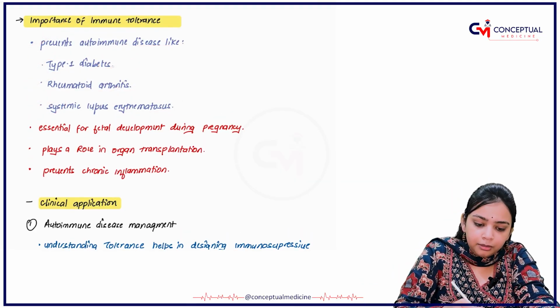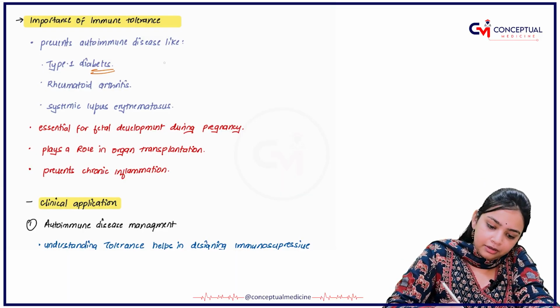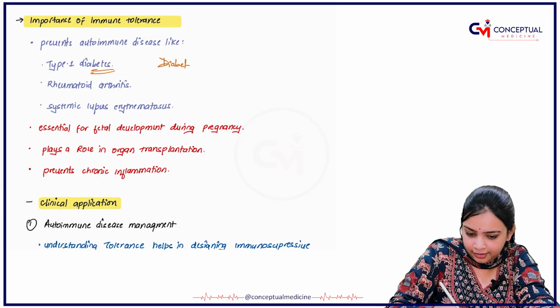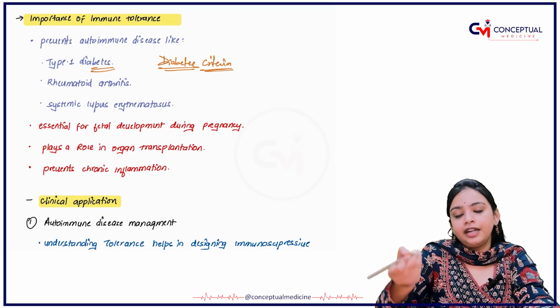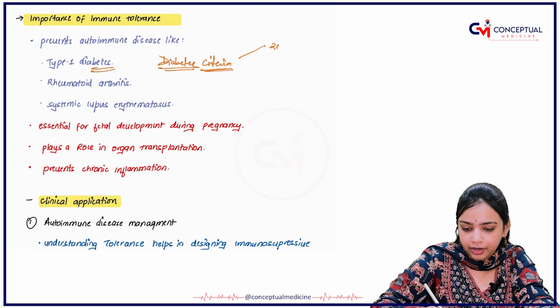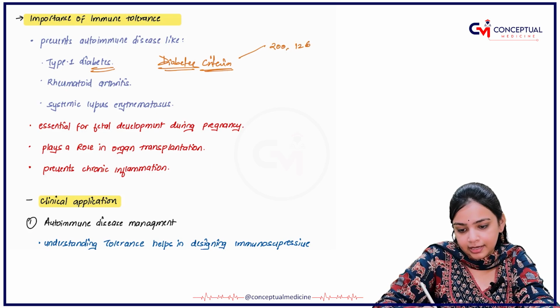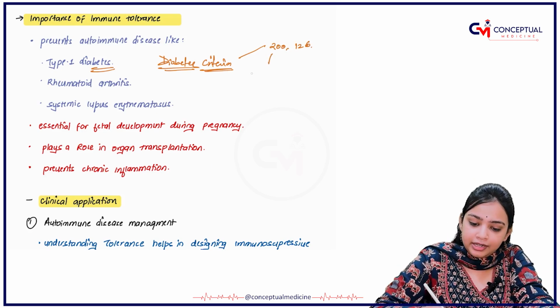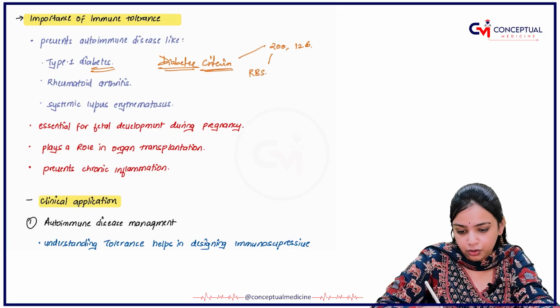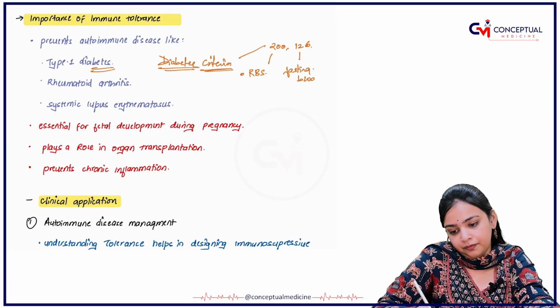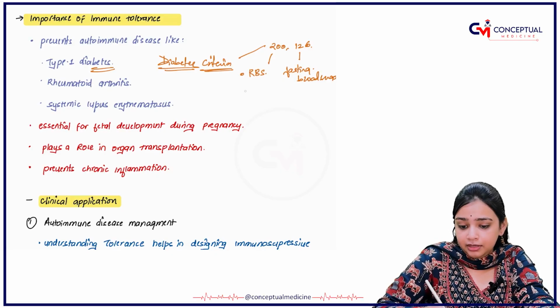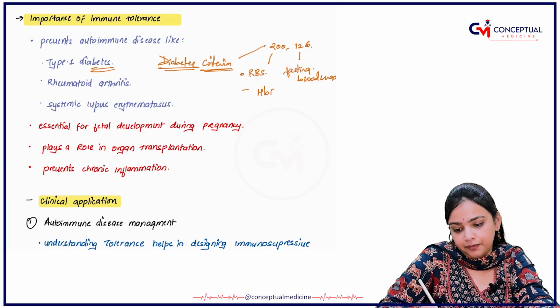And if we are talking about diabetes, such a very important topic, let's talk about the criteria. The criteria of diabetes, remember 200 and 126. What is 200? 200 is basically your random blood sugar. What is 126? 126 is your fasting blood sugar. And one more thing is your HbA1c should be more than or equal to 6.5, right?